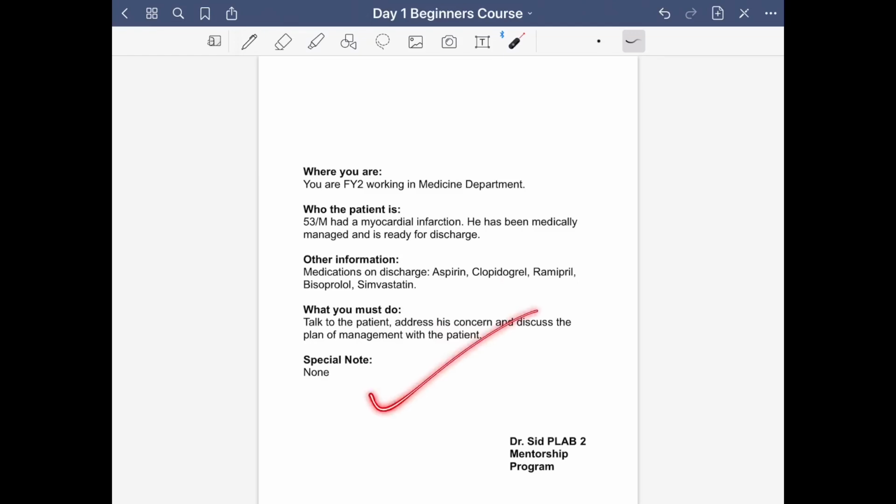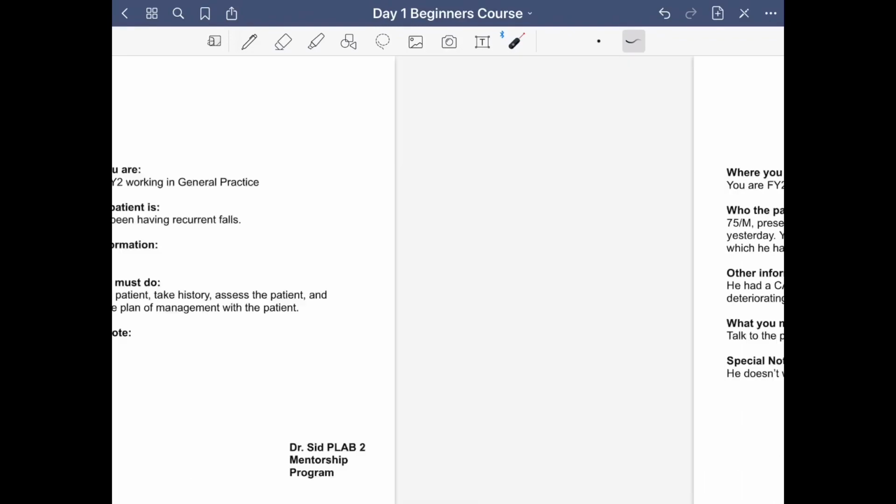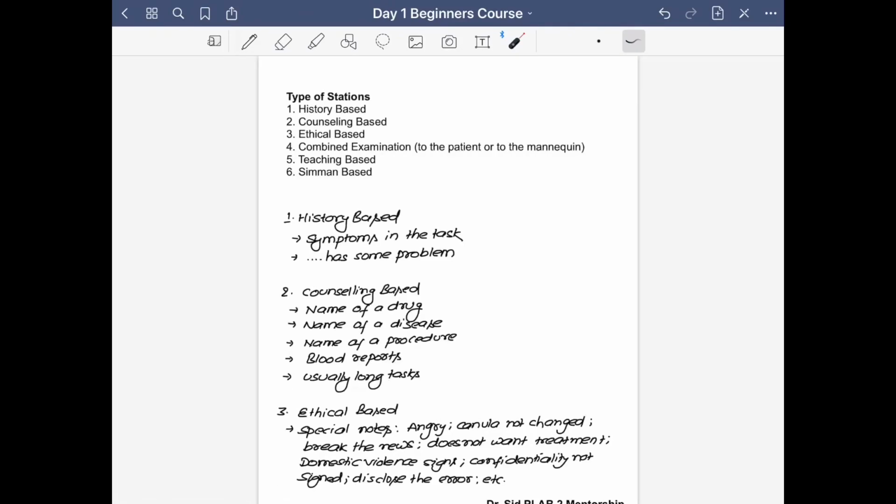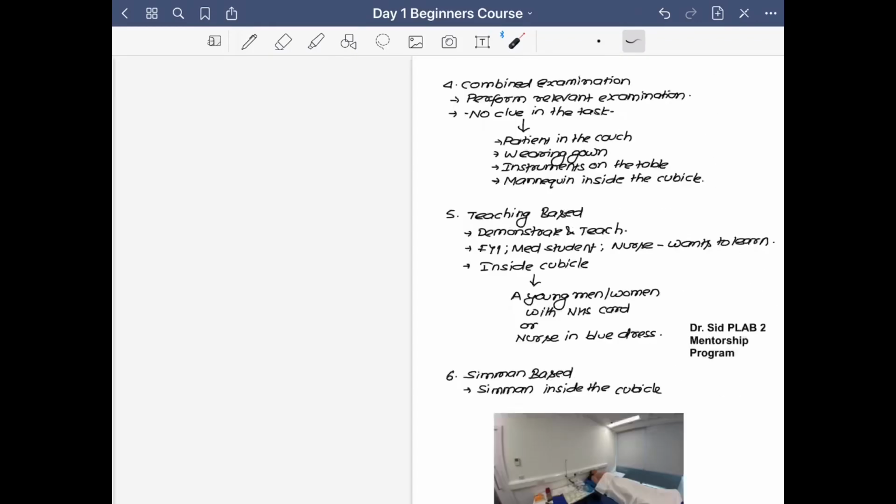Alright, so how did you identify it is a counseling based station? Because you have got the name of the medications, name of the disease. Now I shared with you earlier as well that if there's a name of a drug, name of a disease, name of a procedure, or blood reports, and usually long tasks, that is most probably a counseling based station.